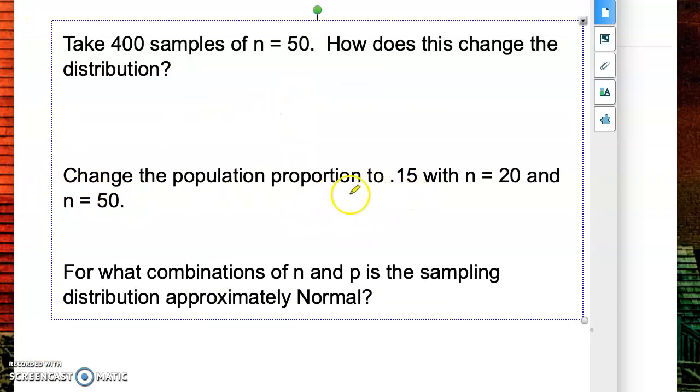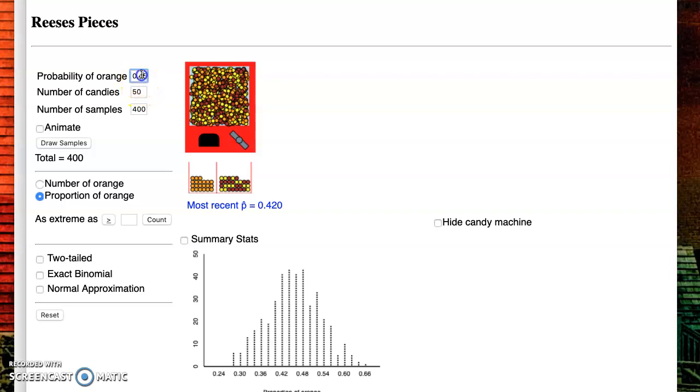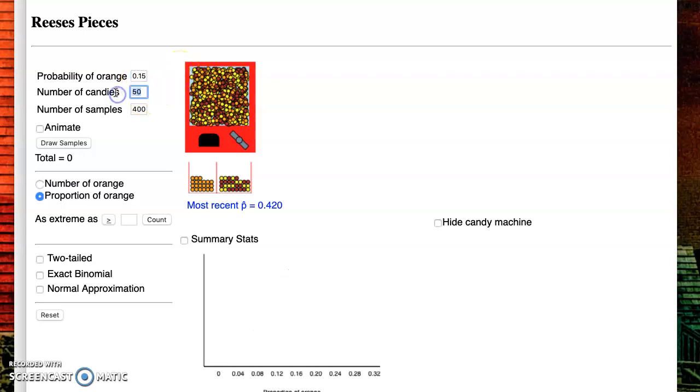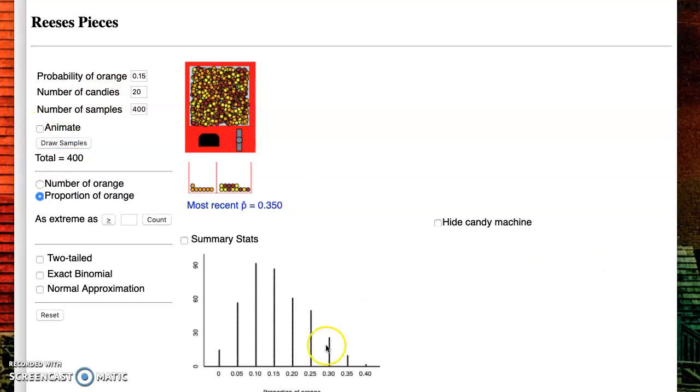All right, so now let's change the proportion to 0.15. N is 20, and then we're going to try n is 50. So first we're going to change this to 0.15, and I'm going to make this 20. And I want you to look at the distribution when I draw 400 samples. What do you see? Does this look normal? Not really. Notice this is a little bit skewed to the right, so it's not really normal. There's a reason for that. I'll get to it in just a minute.